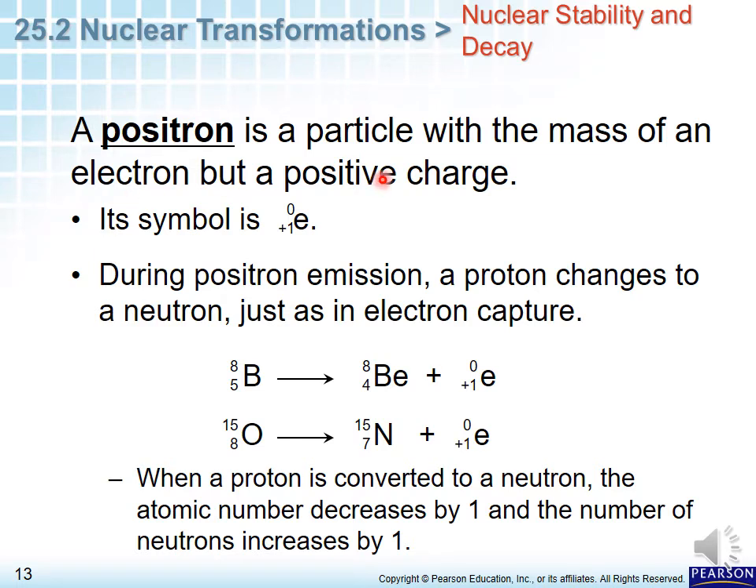A positron is a particle that has the mass of an electron but a positive charge. Its symbol is e plus 1. During positron emission, a proton changes to a neutron, just as in electron capture. So boron becomes beryllium and one positron is emitted. Same here, oxygen becomes nitrogen and one positron is emitted. When a proton is converted to a neutron, the atomic number decreases by 1 and the number of neutrons increases by 1.